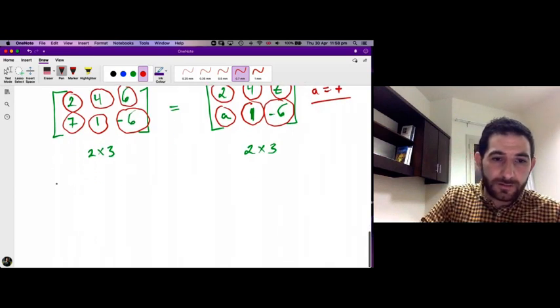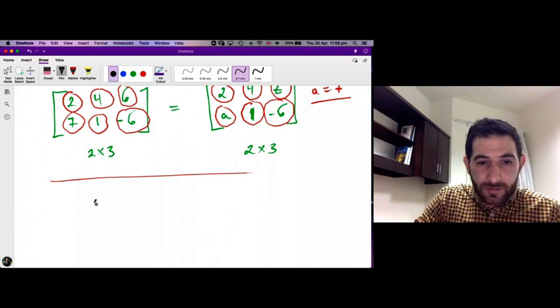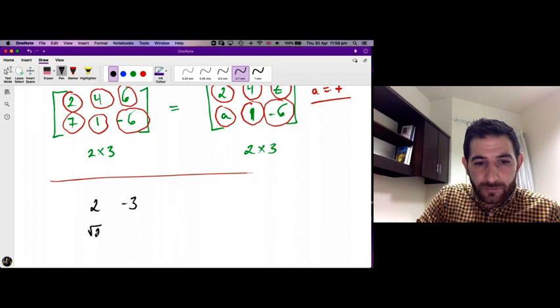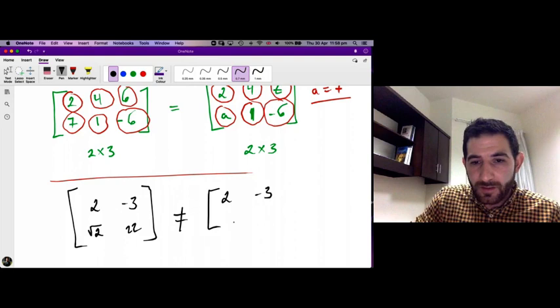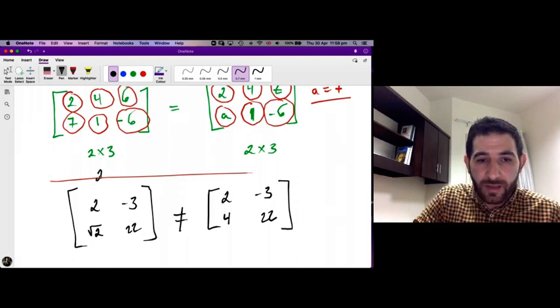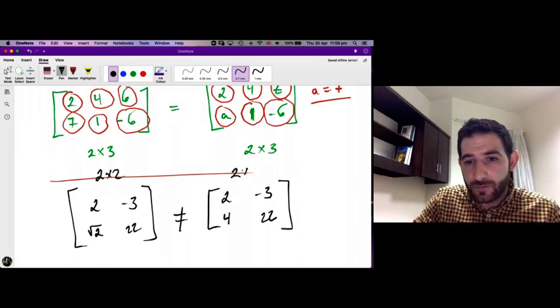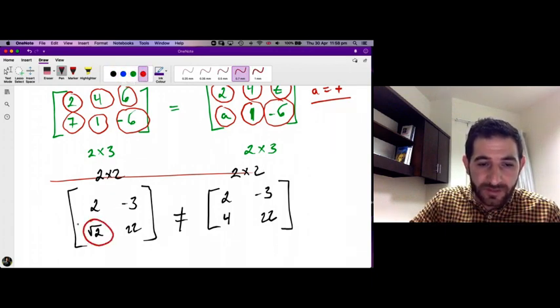Another remark about equality is that the matrix 2, -3, square root of 2, 22 is not equal to the matrix 2, -3, 4, and 22. Why are these two matrices not equal? Although they have the same dimension, which is 2 by 2, 2 rows by 2 columns, there's a problem with this entry. What is this entry?